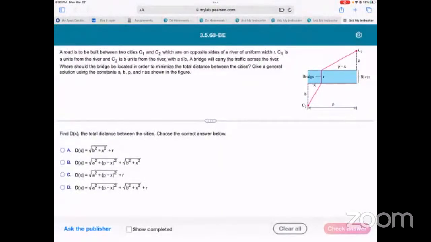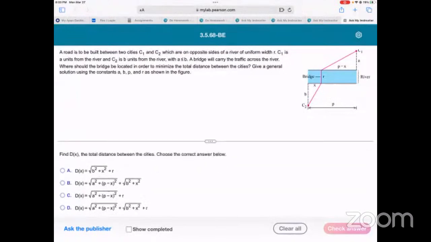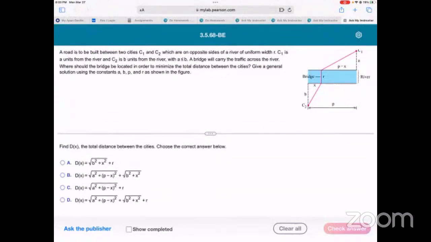Okay, so this one comes from 3.5, question 68. It says a road is to be built between 2 cities, C1 and C2, which are on opposite sides of a river of uniform width R. C1 is A units from the river and C2 is B units from the river.